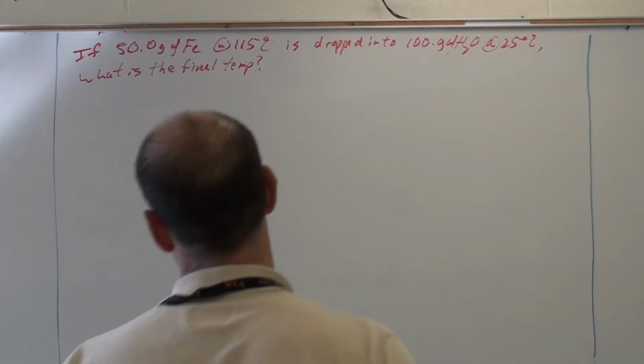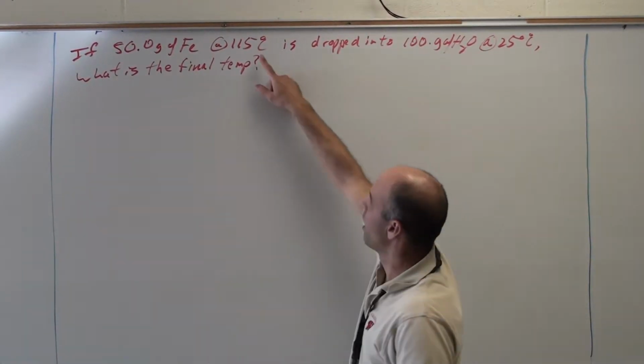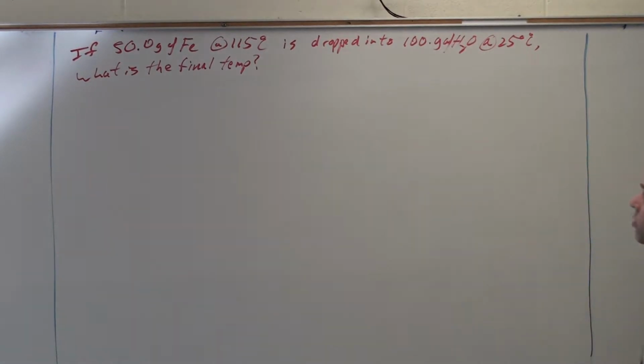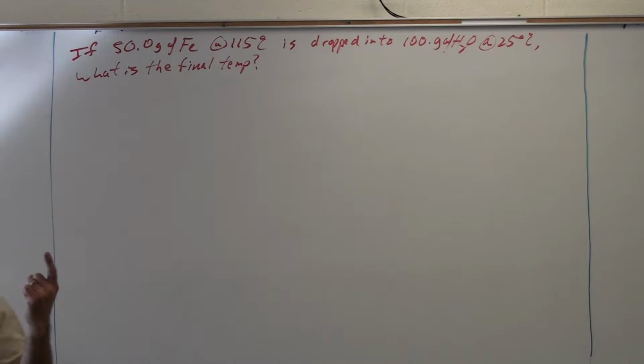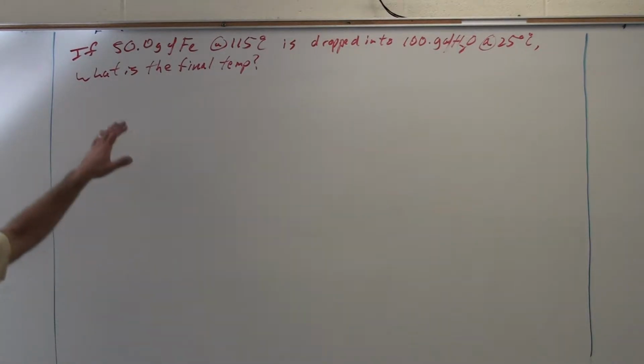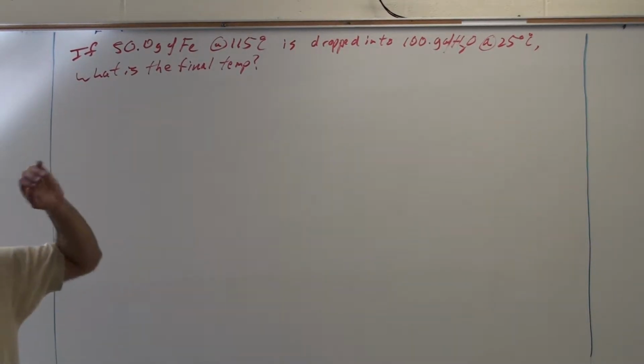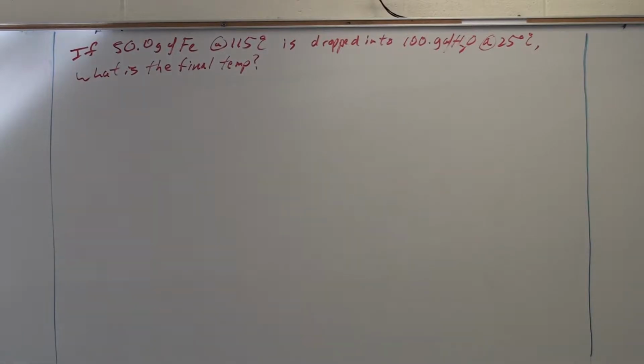So if 50 grams of iron at 115 degrees Celsius is dropped into 100 grams of water at 25 Celsius, what is our final temperature? So in the last problem we had one substance, iron. In this problem we have two substances, water and iron. Whenever you get stuck with a problem, draw yourself a picture.